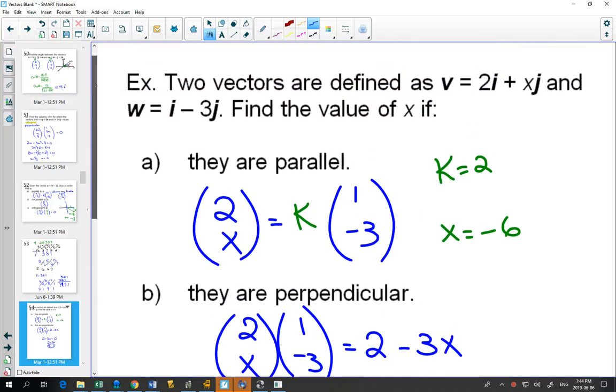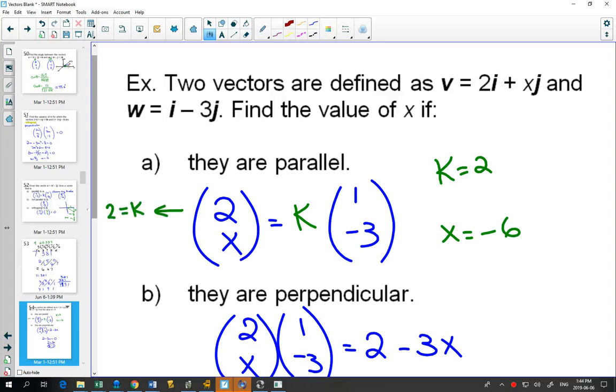Did I write down something wrong? Okay, in A, this is our first vector, 2 and x, right? And our second vector, 1 and negative 3. So to make the first equations the same, 2 would have to equal k times 1, which would make k equal to 2.